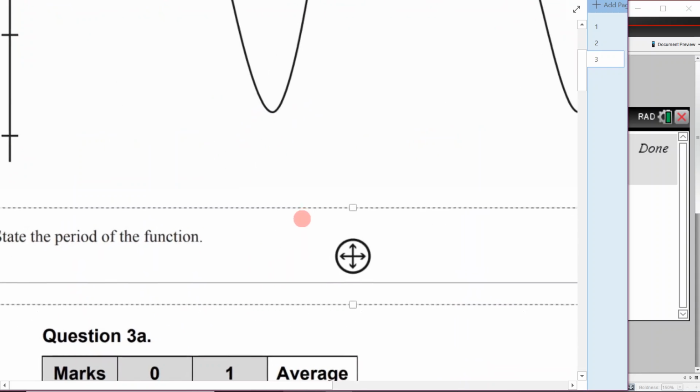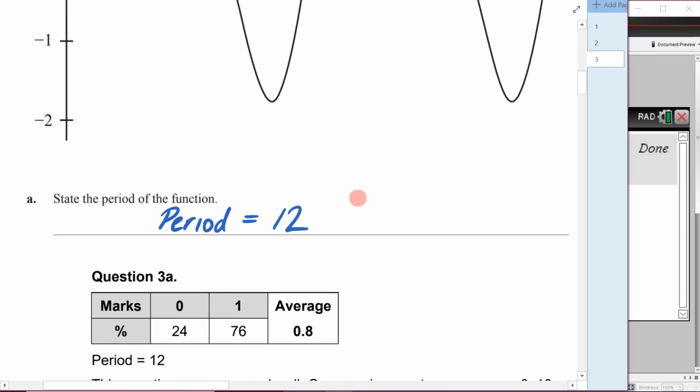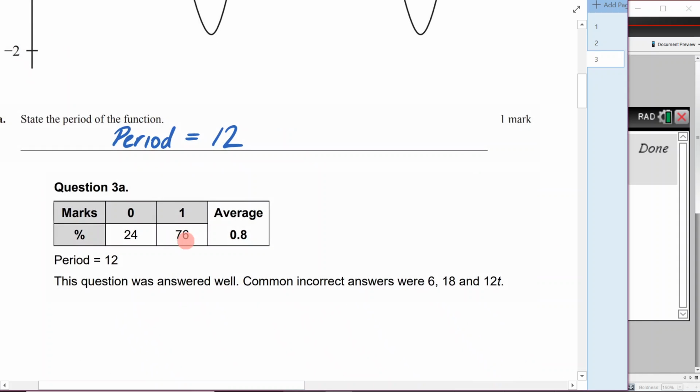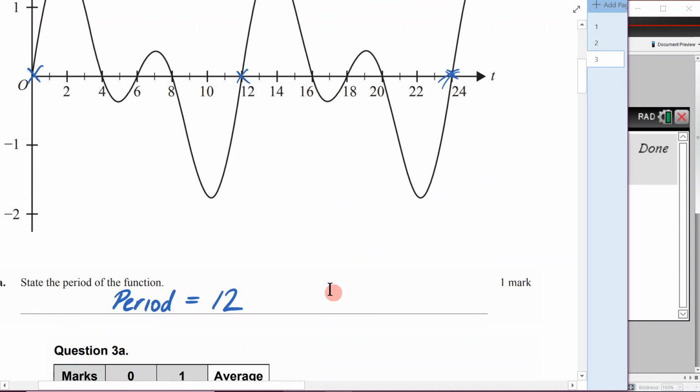So I'm going to come down here and say that the period is equal to 12. Now we can look at our examiner's report, and you can see that 76% of the state got this correct. The question was answered well. Common incorrect answers were 6, 18, or 12 on T. So this was just a matter of looking at the graph and figuring out where it repeats.